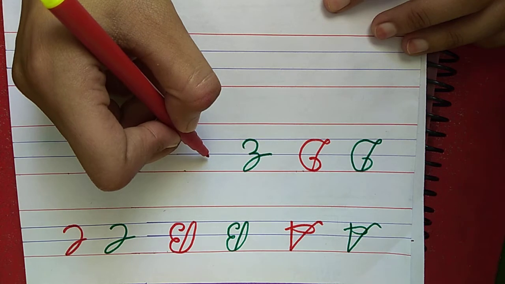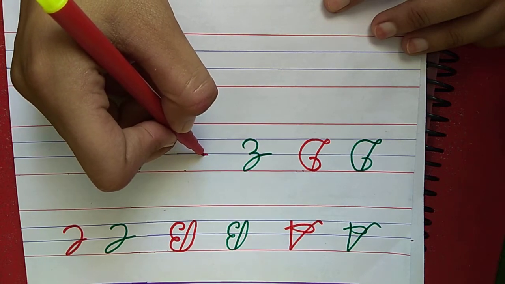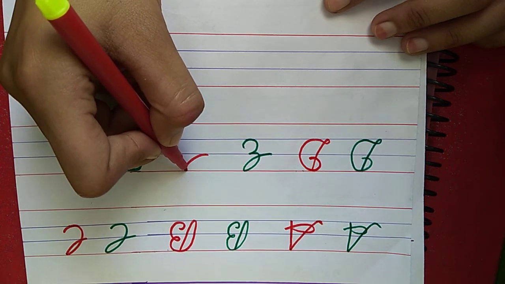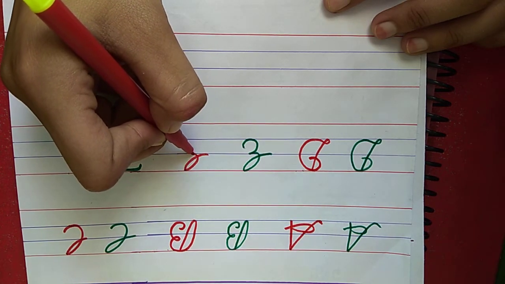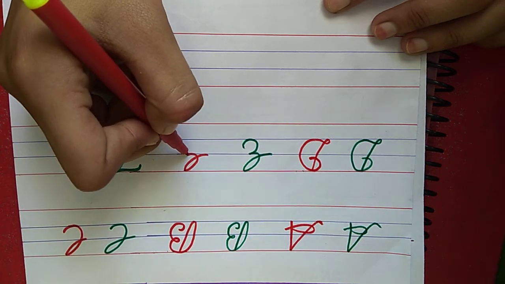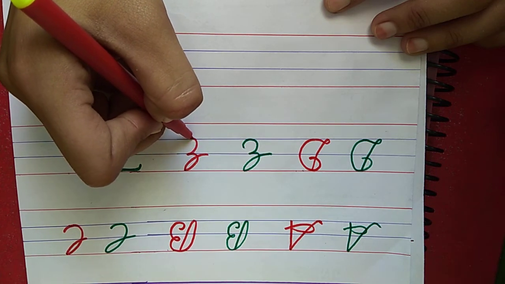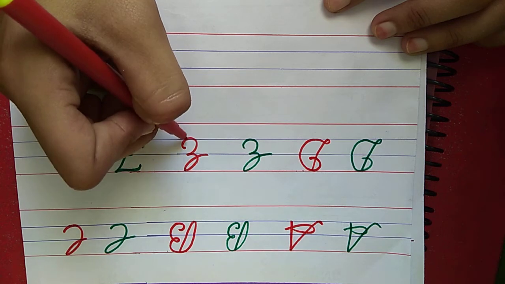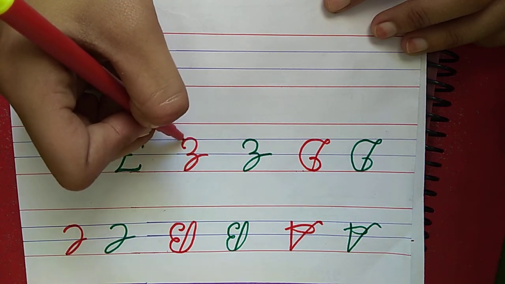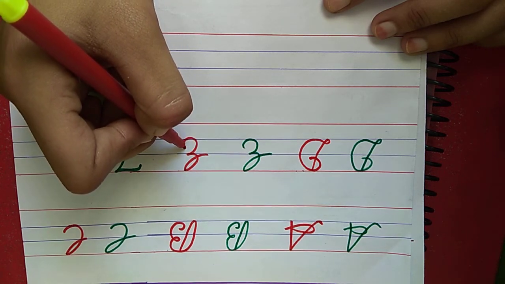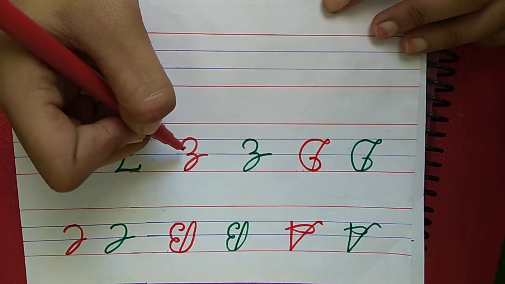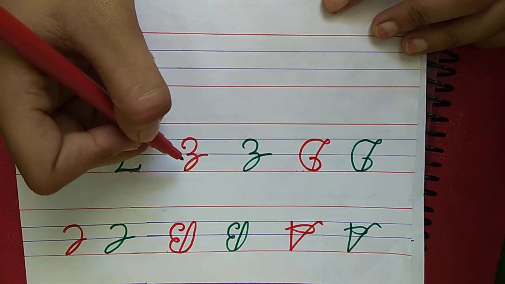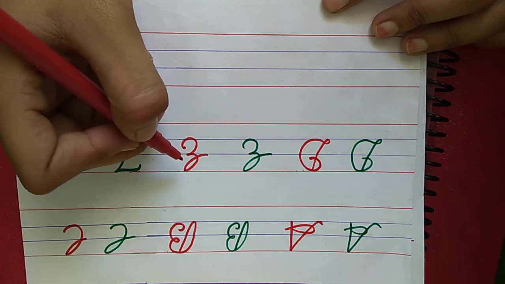Now put your pencil on the blue line and draw a curve and a semicircle to the first blue line and again a semicircle to the second blue line. आपको क्या करना है? सेकेंड ब्लू लाइन पर भी एक सेमी सर्कल बनाना है और यहाँ रुक जाना है. What is this? This is letter E. E for elephant.